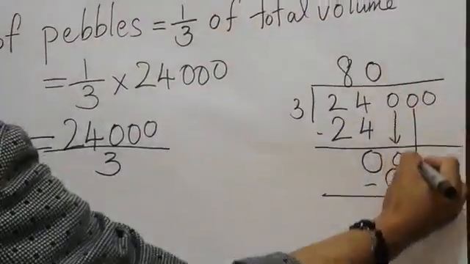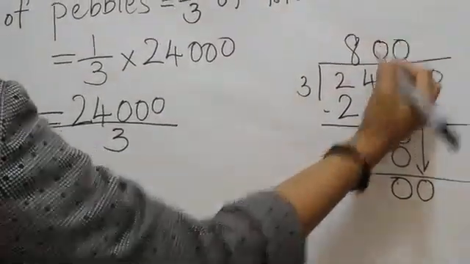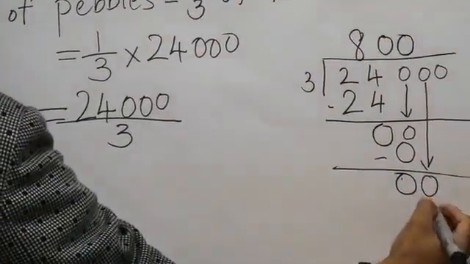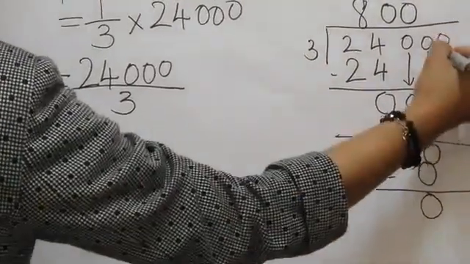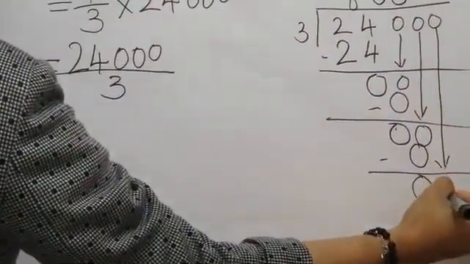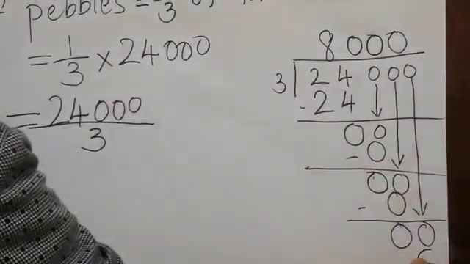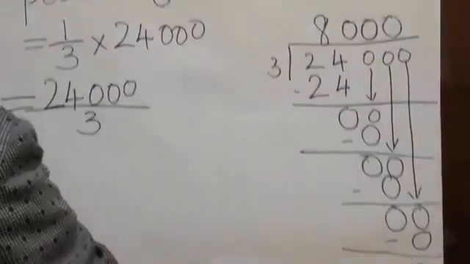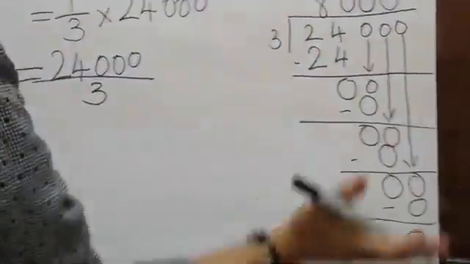Okay. Now bring down the second 0. Here also it will go 0 times. 0 into 3 is equal to 0. Subtract. Then the last digit, that means 0. Here also 0 times. Now there is nothing left to bring down, so we will finish our division.